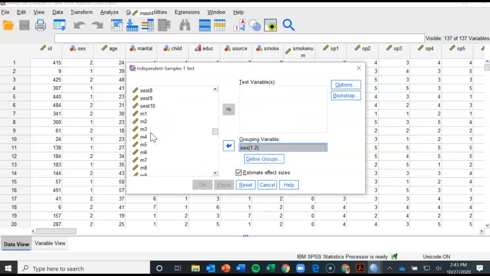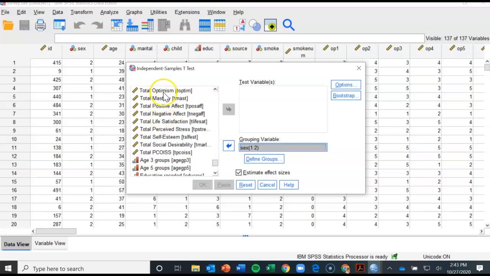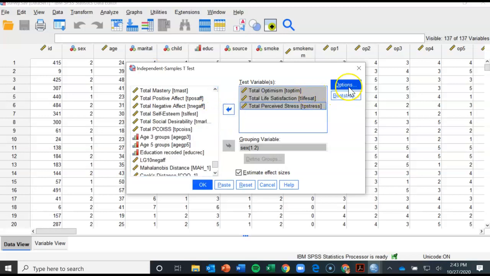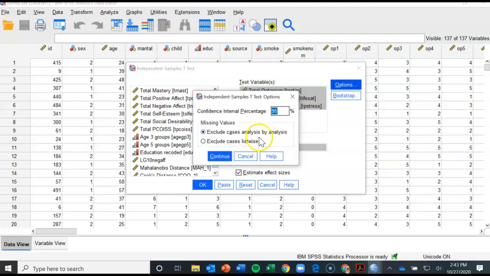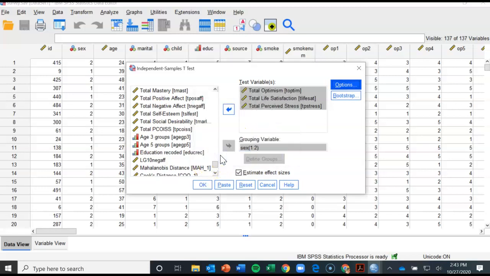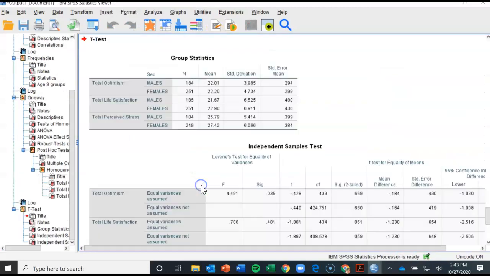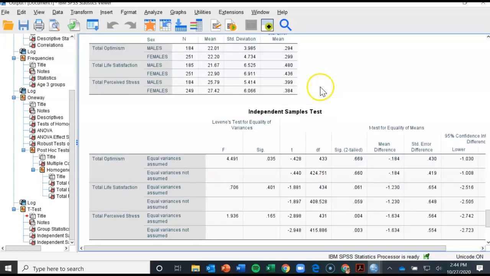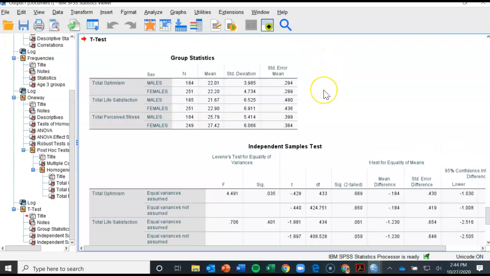Then I want my test variables. I want optimism. I hold my control key down. Life satisfaction and perceived stress, for example. You don't need a lot of other information here. This includes confidence intervals. The default is fine. And we've asked SPSS to estimate the effect sizes. So this is what you're given once you click OK on that result. And I'm going to toggle back here to my worksheet or my handout for you to help you figure out how to interpret this output.